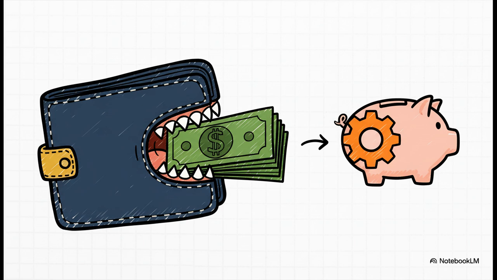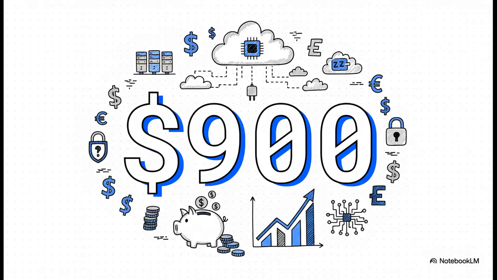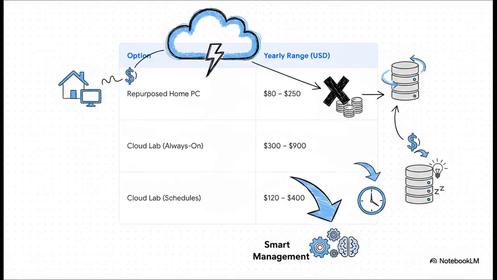Because let's face it, this hobby can get seriously expensive really fast if you're not paying attention. So yeah, it's time to talk about the money. $900. Just let that number sink in for a second. That's what you could be spending per year on a cloud lab if you just leave your virtual machines running all the time. It's a pretty shocking number, and it really shows you the hidden cost of just not paying attention. But this comparison table really breaks it down for us.